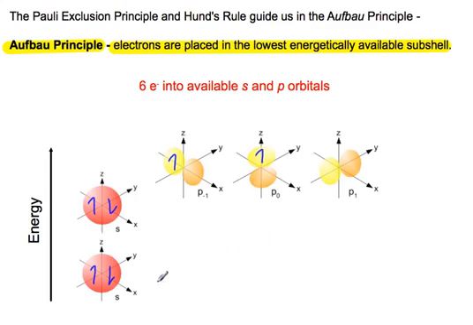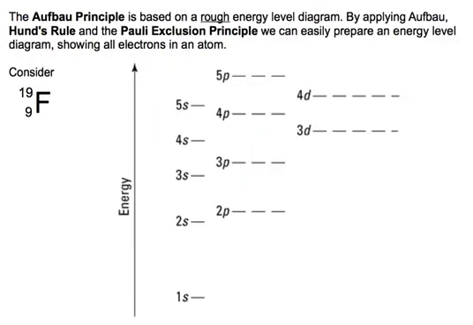Aufbau, starting at the bottom. Pauli exclusion principle, 2 electrons per orbital. And Hund's rule, I half fill the subshell before I fill it. So this is pretty straightforward once you get the hang of it. And so we're just going to do a few examples. So let's first of all look at fluorine.